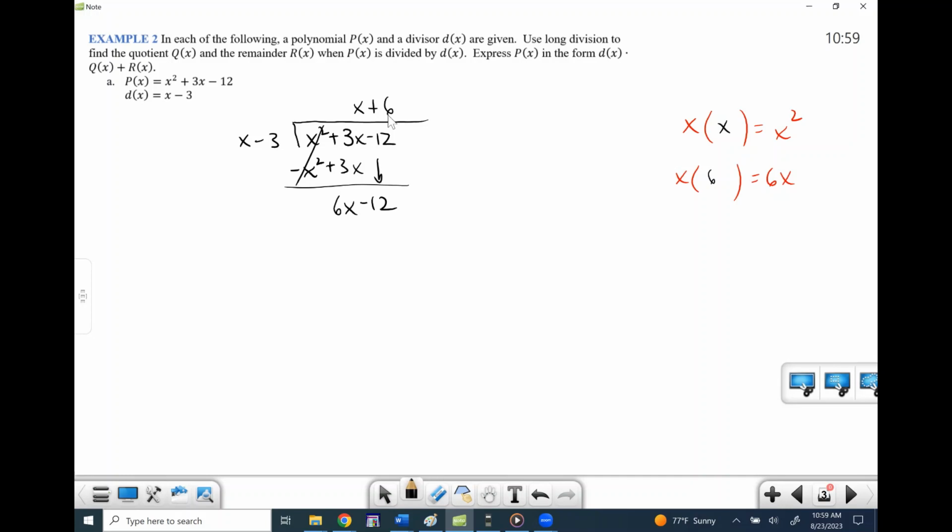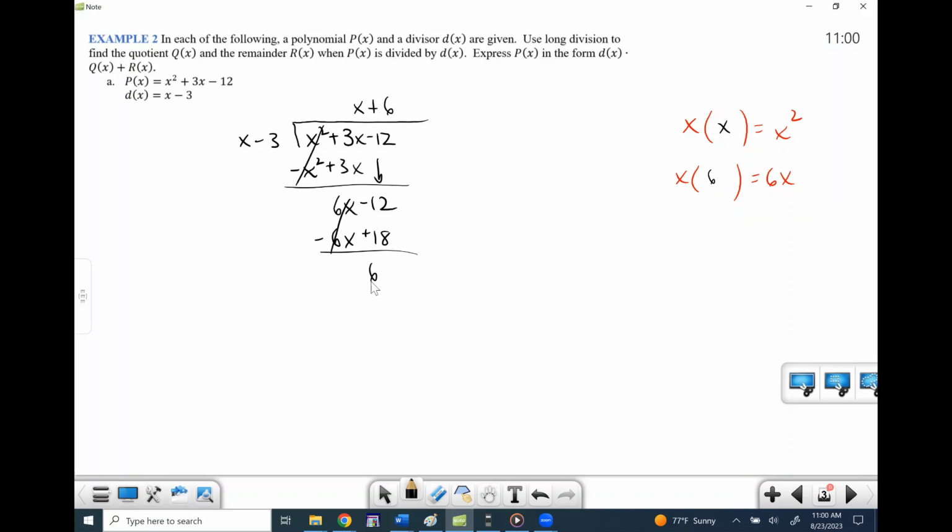And you can see we've reached the end, so we're done. We just have to make sure that we distribute. So 6 times x. Don't forget to change the sign. And a positive times a negative is negative, and 6 times 3 is 18. So it's negative 18. We got to change the sign. So that's going to get us 6, you guys, when we end up subtracting. Okay, so here's where we're at.